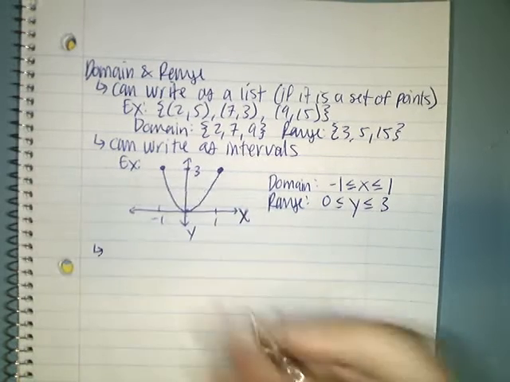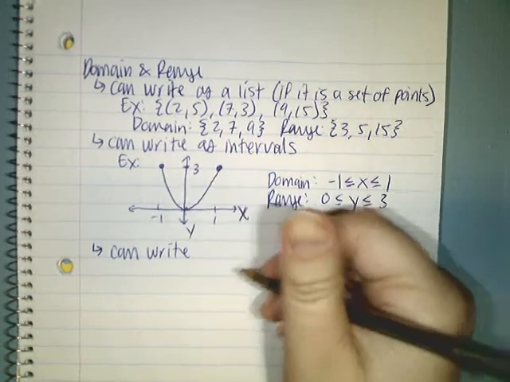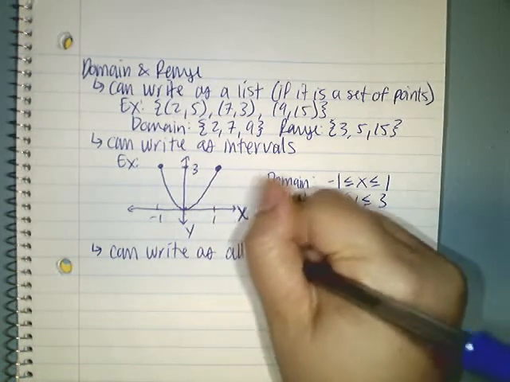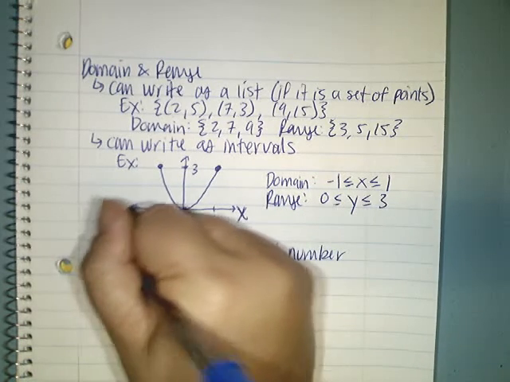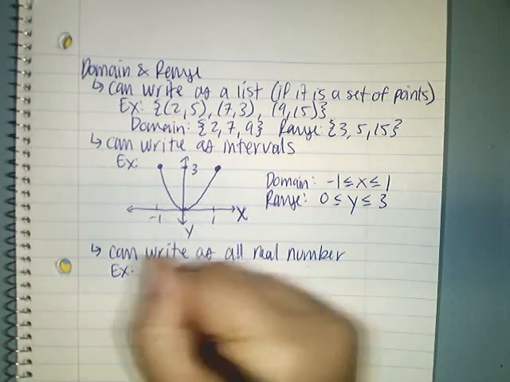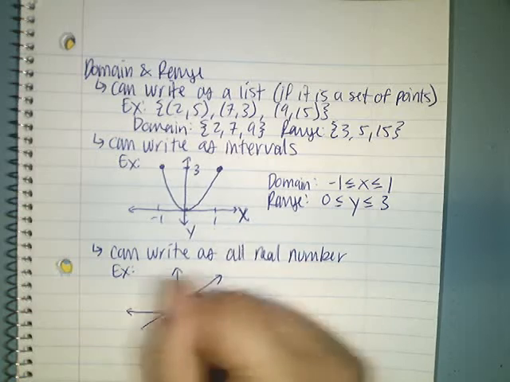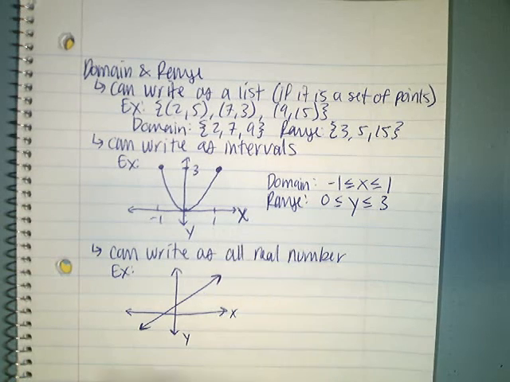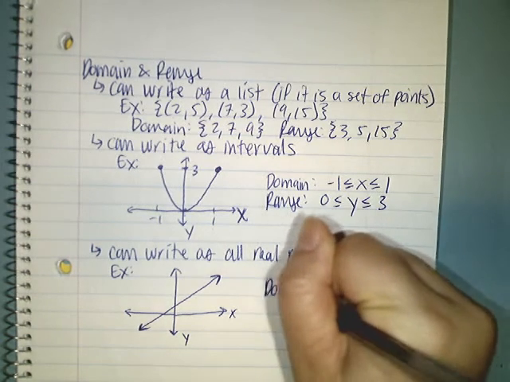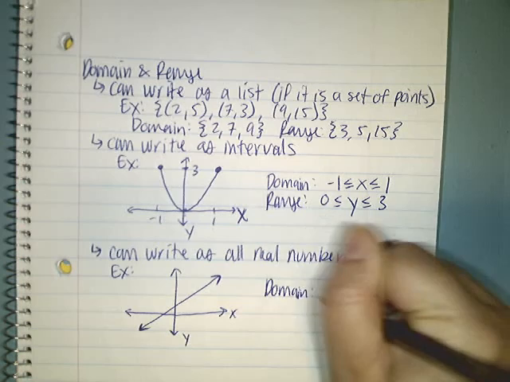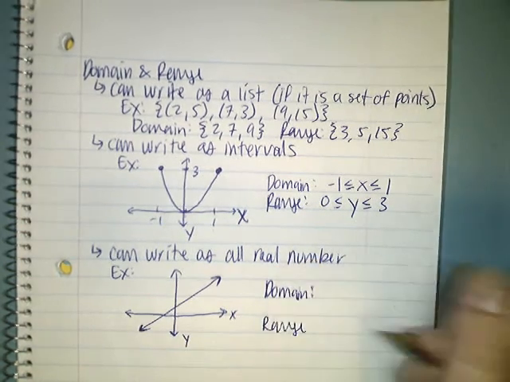The last way we're going to write it is as all real numbers. So if our graph is not bounded, so if we had, again, an x, y coordinate plane, and we had a graph that went forever, so it has arrows on either end, it just goes forever in both directions, then we'd write it as all real numbers. So for our domain here, there's a few different ways you can write that. I'll show you a couple different ways.